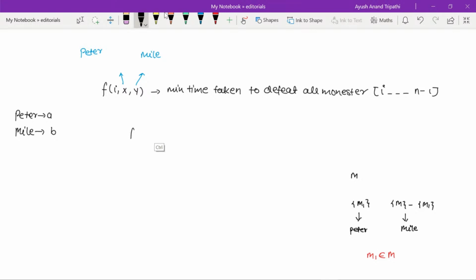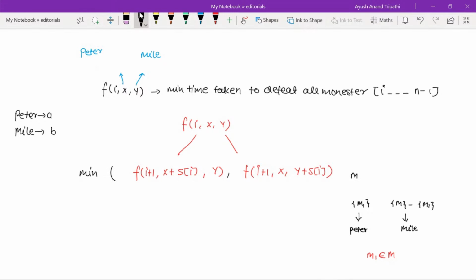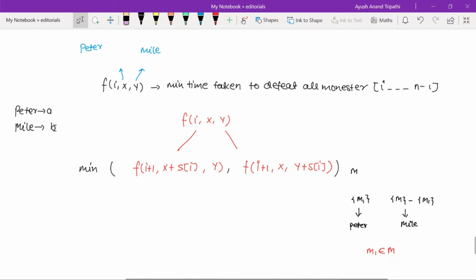So from i, x, y we will make two transitions. In the first, i plus 1 and x plus strength of i, when the ith monster fights with Peter, and y remains as it is. In the second transition, when Mile decides to fight, i plus 1, x remains as it is and y plus s of i, right? And since our goal is to minimize the time, we'll take the minimum of these two possibilities. And what will be my base case?